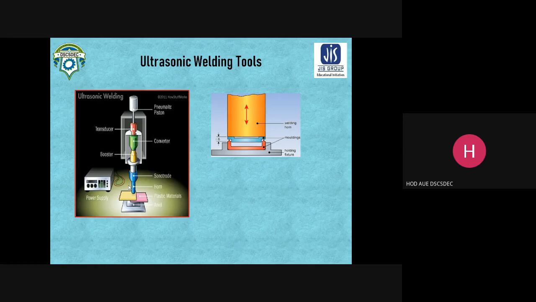So these ultrasonic waves create dynamic shear stress, and because of it there is local plastic deformation, and because of this plastic deformation there is a generation of thermal energy. This is entirely because of the friction between the horn and the two plastic materials which are to be welded together. Is that clear?